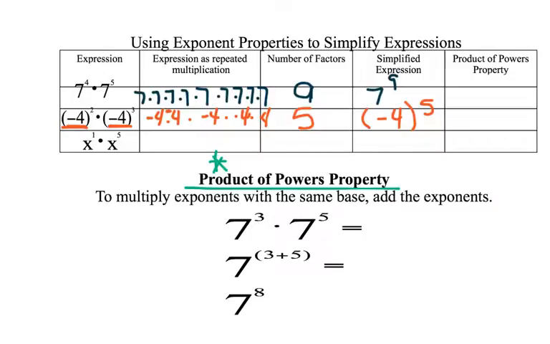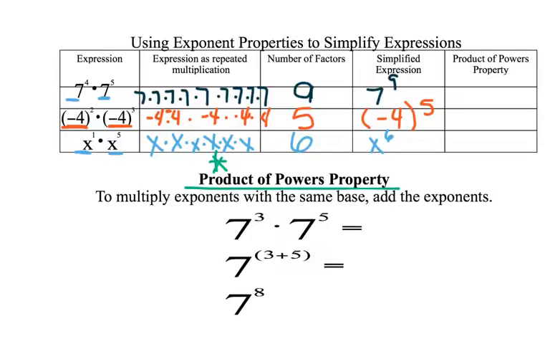Let's look at the x. It can work with numbers and it can work with letters as long as the base is exactly the same. So here the base is exactly the same. So this first one means x by itself. And the second one means x to the fifth power. 1, 2, 3, 4, 5. So now let's count the factors. 1, 2, 3, 4, 5, 6. And so when I rewrite it simplified, it's x to the sixth power. So let's go down and look.